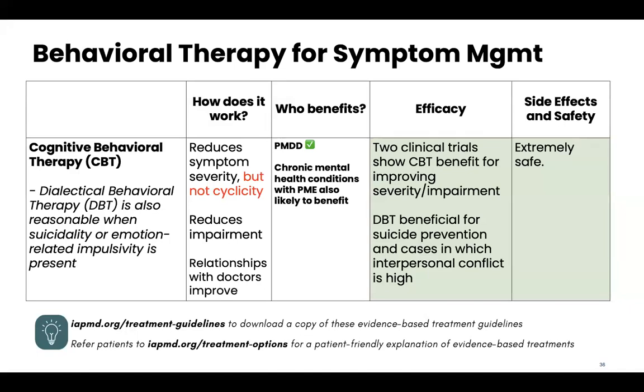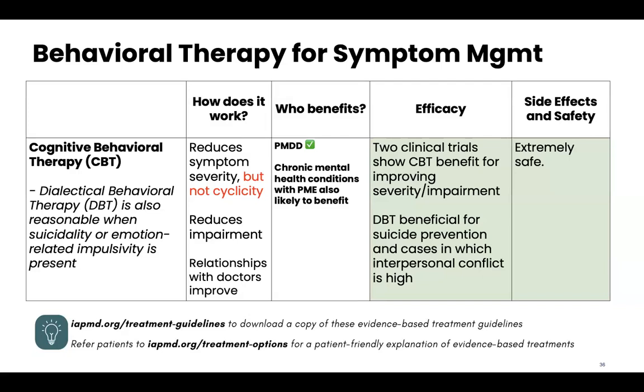So how does it work? With these behavioral interventions, this is about reducing symptom severity, but not cyclicity, right? Because we're not treating the biological basis there. This does reduce impairment, right? It's helping people figure out how to cope with these symptoms and make them more workable. It can also improve relationships with doctors and providers, right? Because it can make you more effective in those interactions. Once again, it's about figuring out how to work with these symptoms, how to cope with these symptoms, even if we can't actually change the cyclicity.